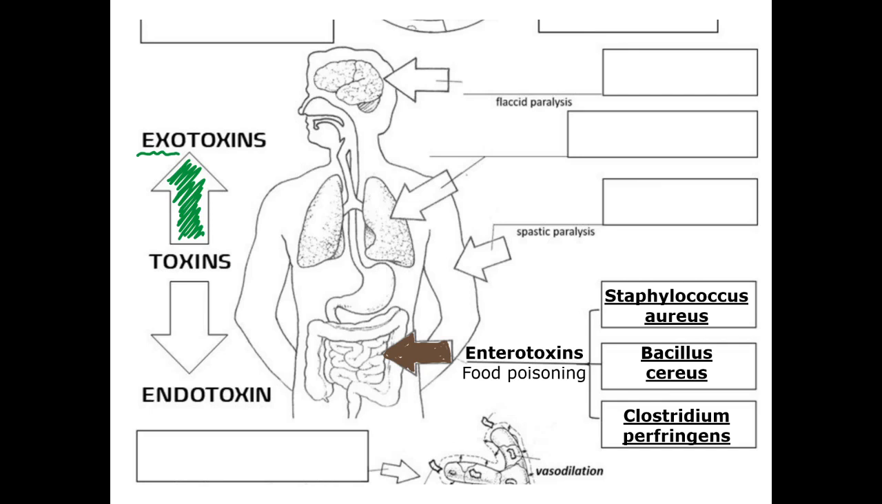So we'll talk about how you get those. Staphylococcus aureus is from humans. So the person that prepared the food for you infected you. And Bacillus cereus and Clostridium perfringens are from the environment and improper food handling.